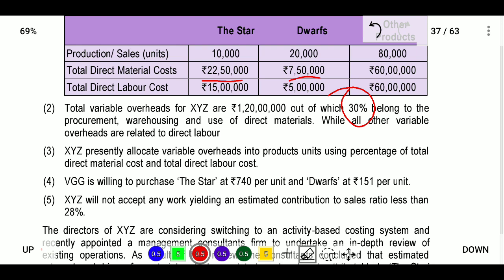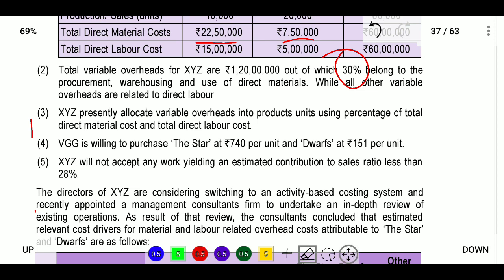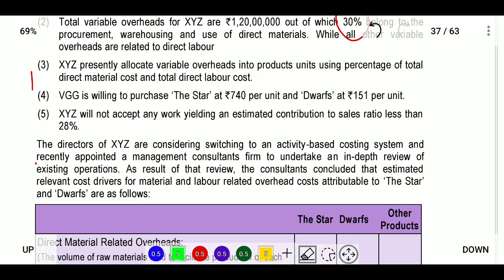So 36 lakhs will be the material overhead cost, and next the labor cost will be 70%. 1,20,000 into 70% is 84 lakhs, the labor related overhead cost. Next point: XYZ allocates variable overheads to products using a percentage of total direct material cost and total labor cost. So we divided it as 30% material related and 70% labor related. Okay, VGG is willing to purchase the star at 740 rupees and the draft at 151 rupees.